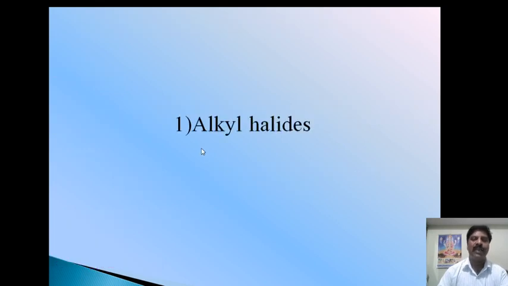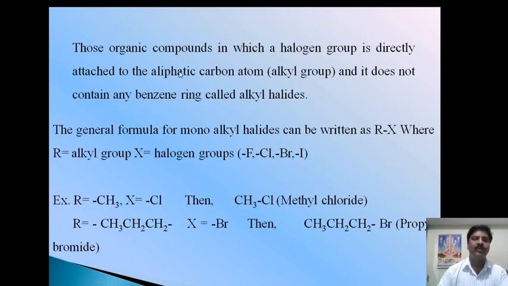Now first, alkyl halides. Those organic compounds in which a halogen group is directly attached to the aliphatic carbon atom or alkyl group, and which do not contain any benzene ring, are called alkyl halides. The general formula for monoalkyl halides can be written as RX, where R is the alkyl group and X is the halogen group. This is the general formula for monoalkyl halide, because monoalkyl halide means it contains only one halogen group directly attached to the alkyl group. Therefore it is called a monohalogen compound.